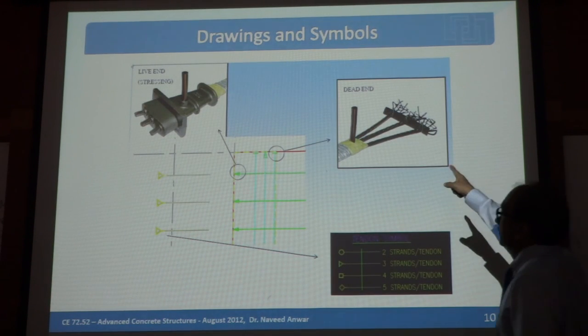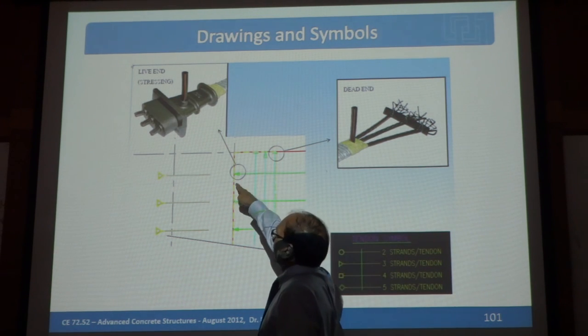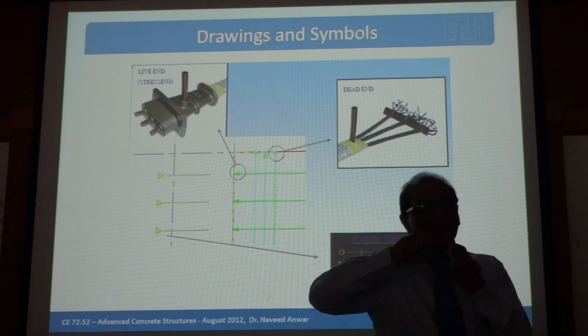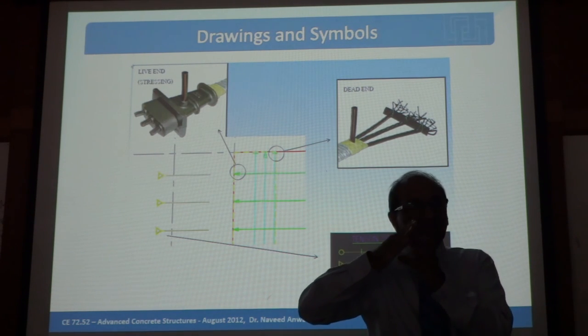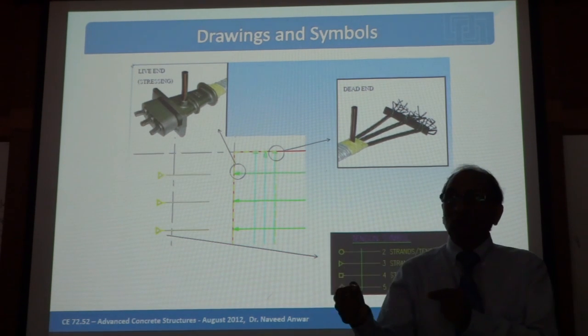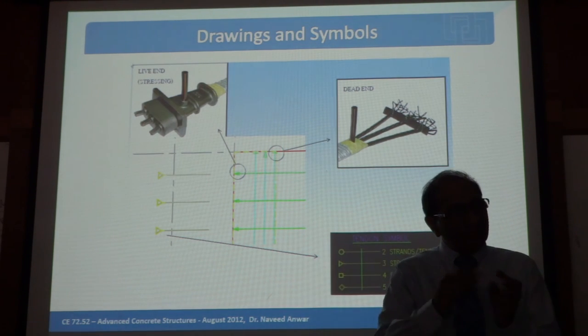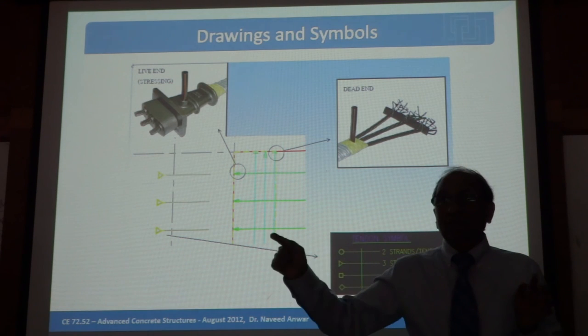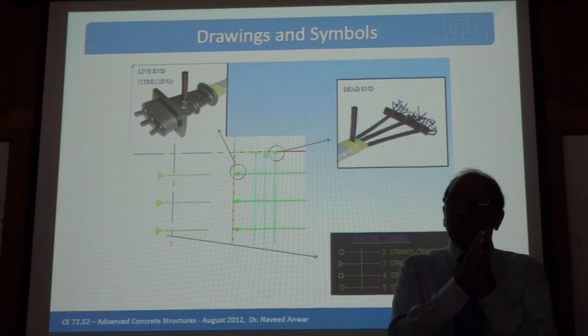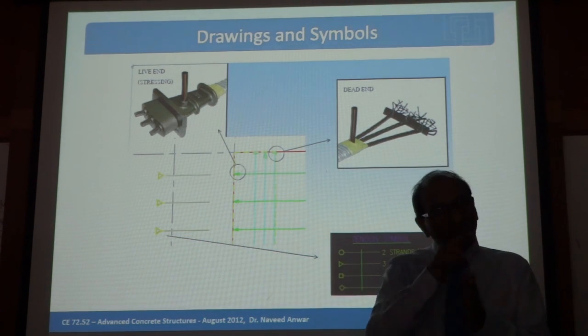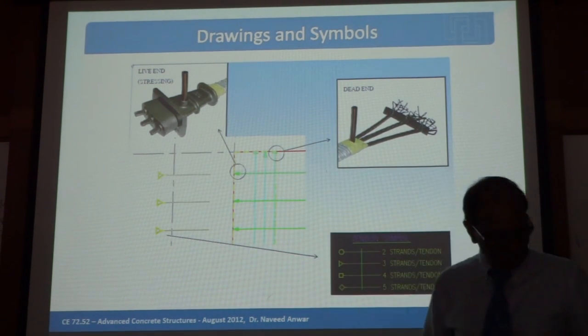That is how it really looks like, and that is how we show it on the drawing. My live anchor is with the arrow, and dead anchor is with the line. So, okay, this is dead, this is live. So, you have to show on the drawings which side is going to be dead, which side is going to be live, because the anchorage, the pre-stress losses will depend on that. The friction losses will be zero at the dead anchor and maximum at the live anchor. So, you need to know where you're going.